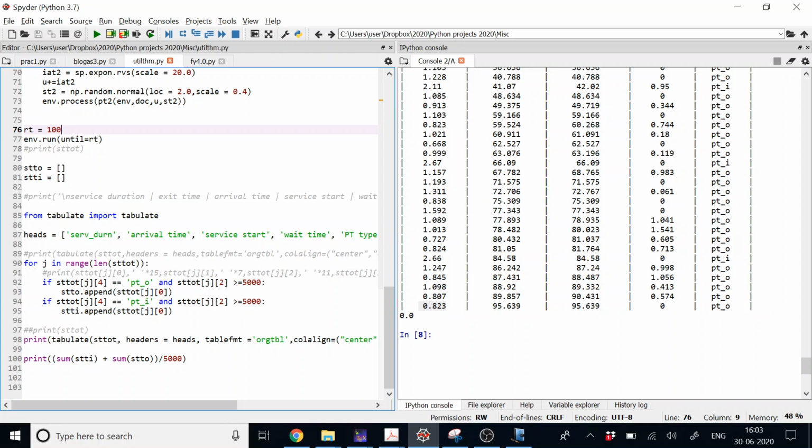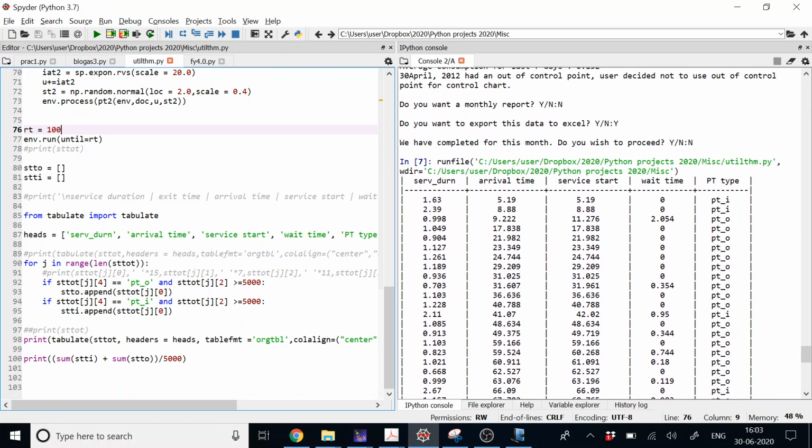Once again, what we do is we create an ordered list of events and then we step through those events. I'm just going to very quickly go through the first three events once again, just to avoid any confusion. The first patient arrives at 5.19. The service duration is 1.63. The second patient arrives at 8.88, but the service of the first patient will finish at 5.19 plus 1.63.